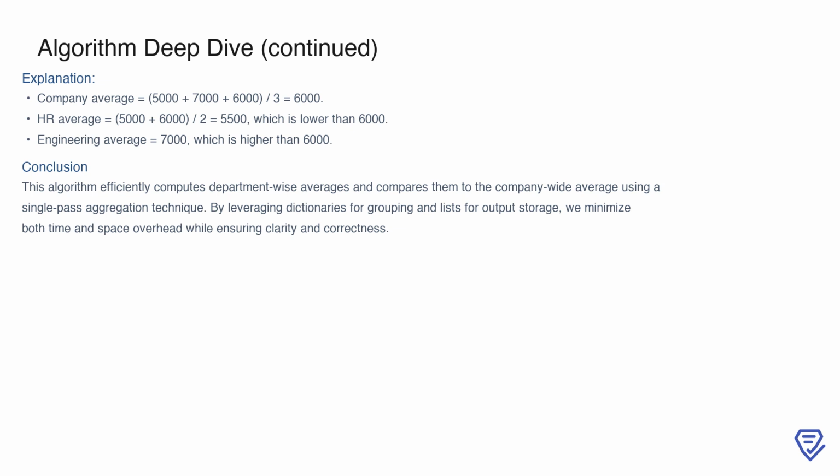For engineering, the total salary is $7,000, and with only one employee, the average is $7,000. Since $7,000 is greater than $6,000, engineering is marked as higher. The final output is a list of tuples: HR is lower, and engineering is higher. This example demonstrates how the algorithm efficiently computes and compares averages using a single-pass aggregation technique and minimal data structures. By leveraging dictionaries for grouping and lists for output, the solution remains both clear and efficient.